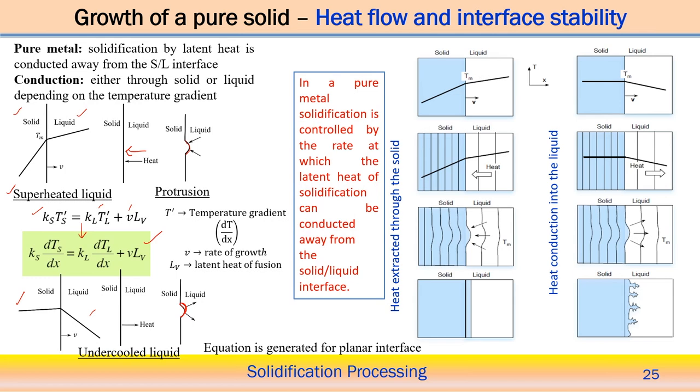Now, we try to understand in what way it can give a planar interface, or to some extent, how the stable form of the solid liquid interface arises. We are repeating the same thing here. In the first case, the superheated liquid, heat is extracted in this direction because of the difference in temperature gradient, and you can see that a bump will be created, then a small protrusion, and the rate of heat transfer will be affected in this particular zone.